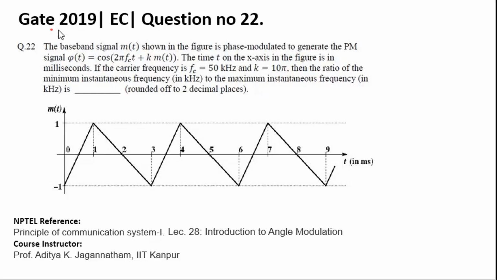So this is a question asked in the GATE 2019 Electronics and Communication Engineering paper, in which you are given a message signal m(t), shown in the figure, to generate the phase modulated signal phi of t, defined as cos of 2 pi fc t plus k times m of t, where k is 10 pi and the carrier frequency fc is 50 kHz. You need to find the ratio of the minimum instantaneous frequency to the maximum instantaneous frequency, in kilohertz. The NPTEL reference for this question can be found in Principles of Communication Systems by Professor Aditya Jagannathan.